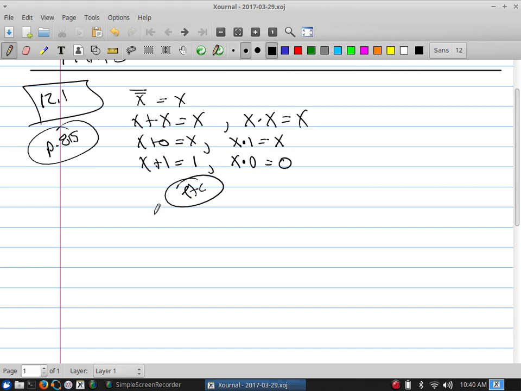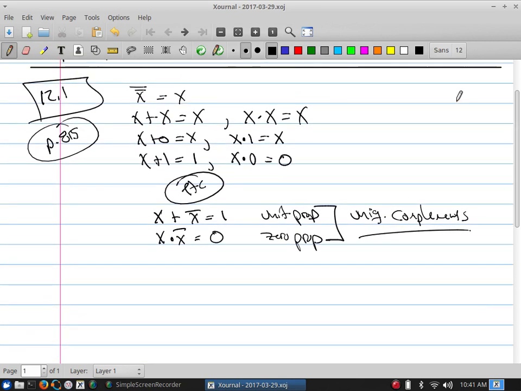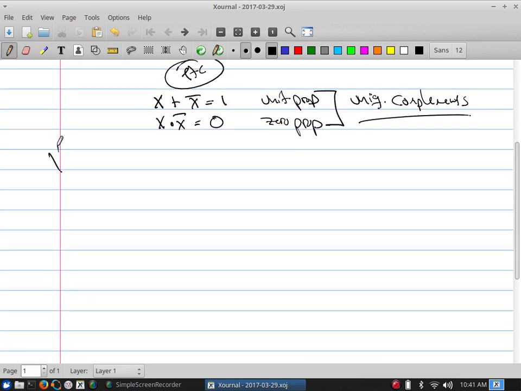Kind of get down through these others. Normally that would be called the unit property. And this would be called the zero property. But in particular, the unit and the zero property really say that we have unique complements. It's the unique complement property. And you go through all of these laws that you have. If you wanted to actually verify laws, we give them their own names if we use them a lot.